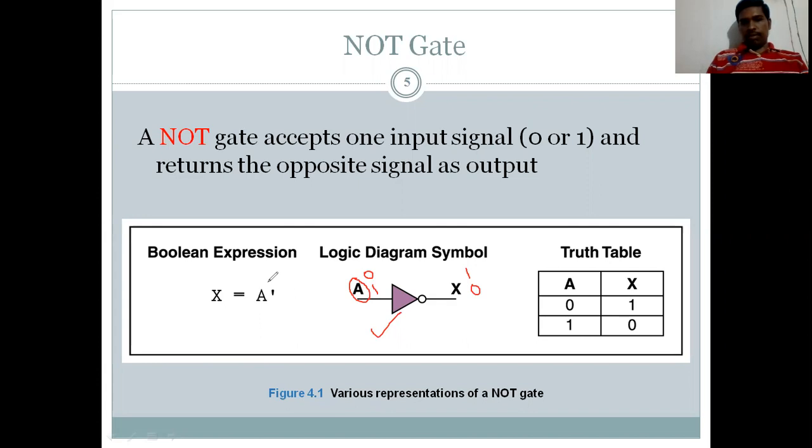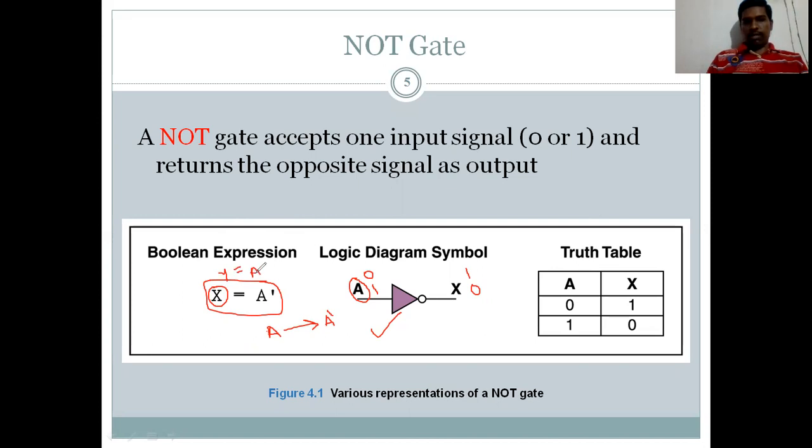It is nothing but the concept of complement. If you supply A as your input, then at the output it is taken as A bar. What is the expression for the NOT gate? You can take any variable here, not only x, you can take y, f, whatever it may be. So the output expression, if I take y, is y equal to A bar.